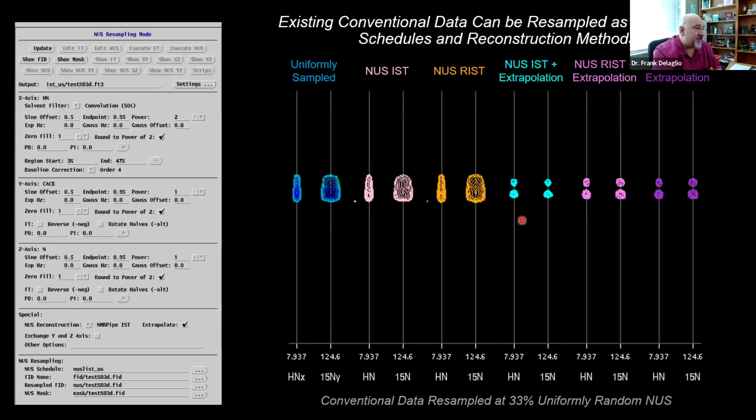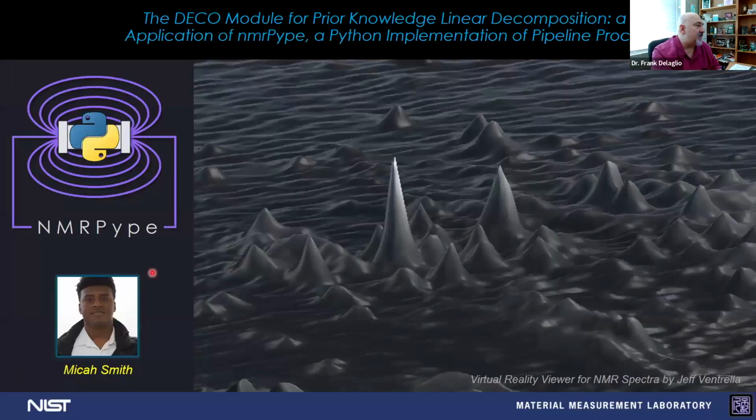In this case, we can take conventional data and resample it according to any sampling schedule to see how non-uniform sampling will affect a particular data set. And that's a very valuable tool.